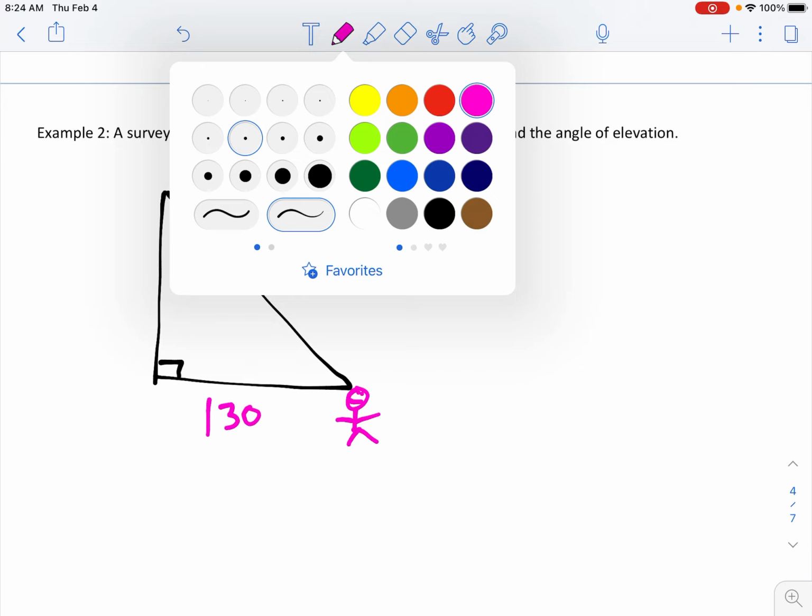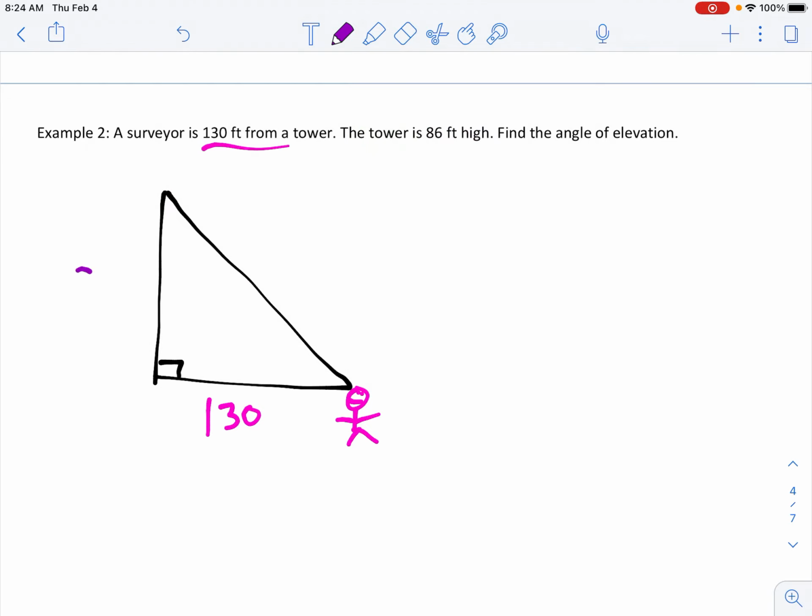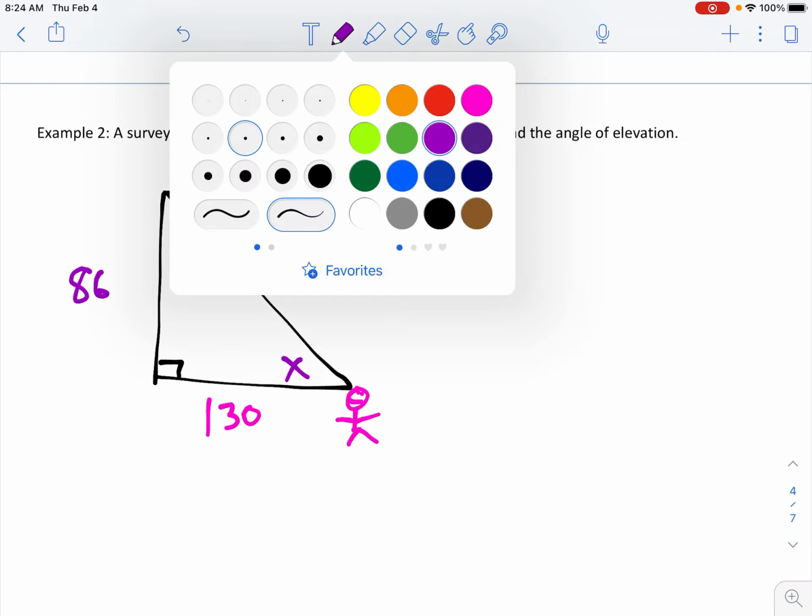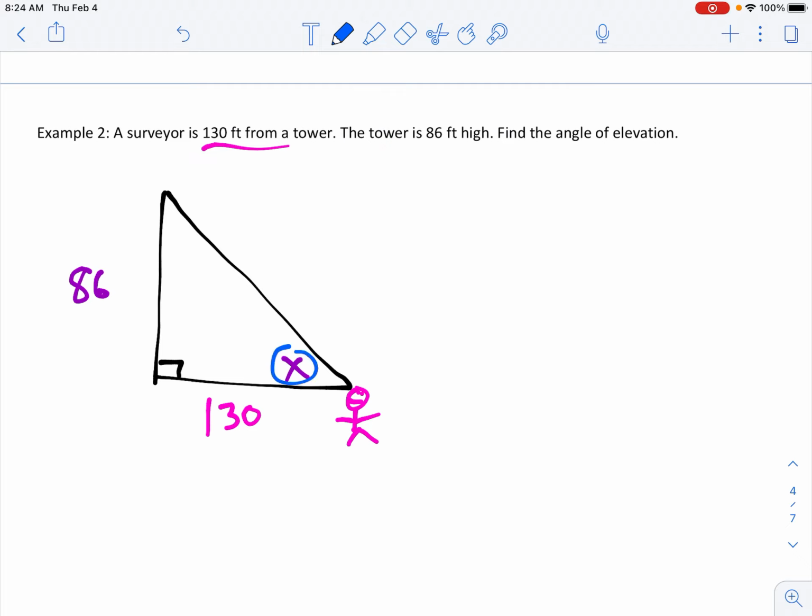The tower, it says, is 86 feet tall, so I've got a tower over here, 86. Find the angle of elevation. All right, so this one turns out to be similar to the first one. Let's label our sides. We have O, H, and A. There's nothing on H, so I'm left with O and A, so we're going to do a tan of the angle equals opposite over adjacent.